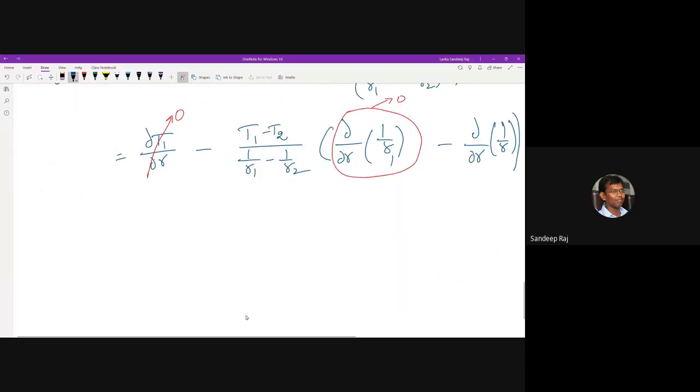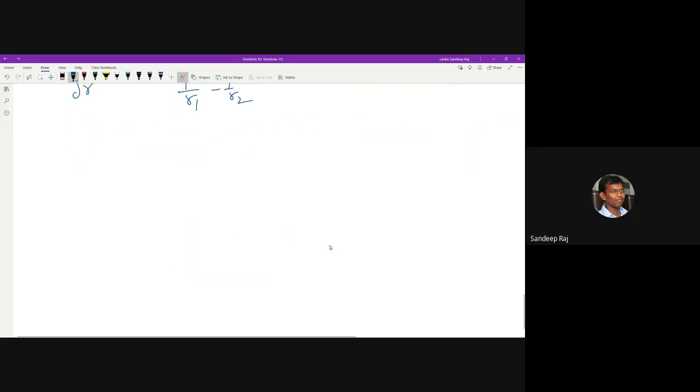Okay, this is how your expression is, right? So this is 0. So this will be multiplied with this. This minus into minus will be plus. So what I get here is (T1 minus T2) by (1 by R1 minus 1 by R2) into dou by dou R of 1 by R. Dou by dou R of 1 by R is minus 1 by R square. So what I got is dou T by dou R is equal to this expression.